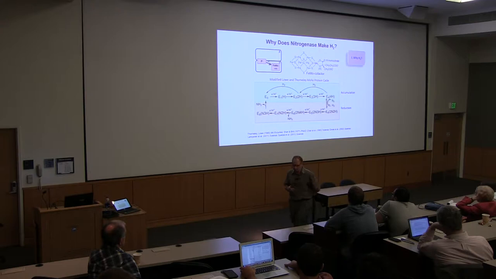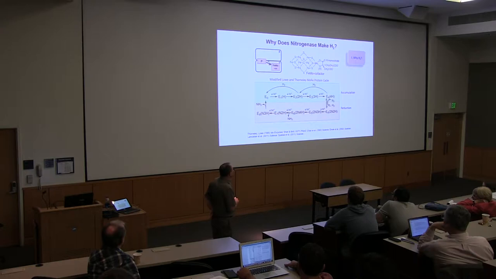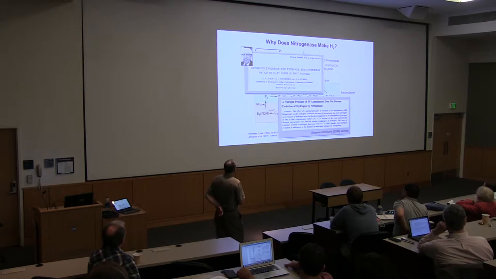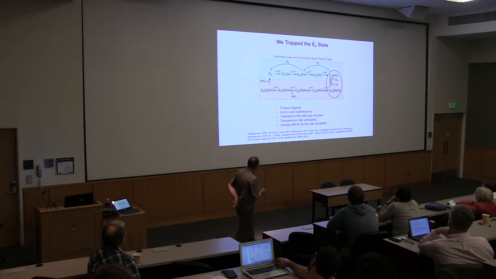I didn't have an answer at the time, but when we started to understand this E4 state, it suddenly became apparent what was going on. And so I already showed you that. Okay, so what's going on in this E4 state? And this just shows you what I told you, that we were using freeze trapping and it was this state, and then we could monitor that state.